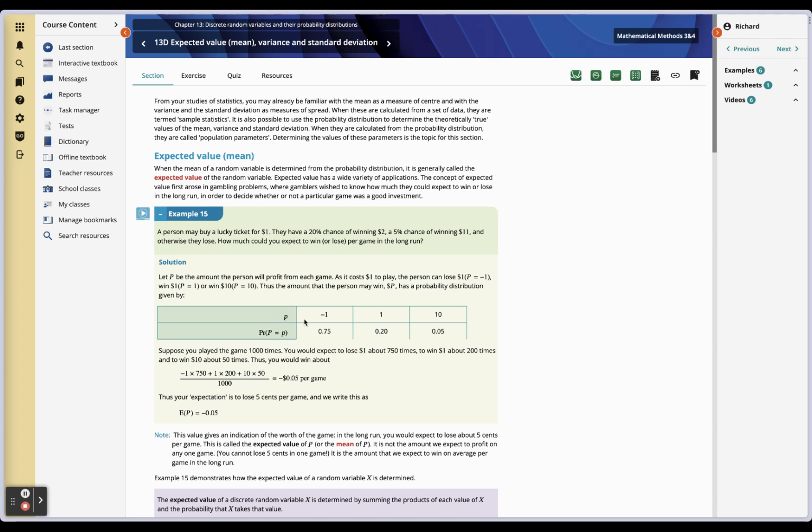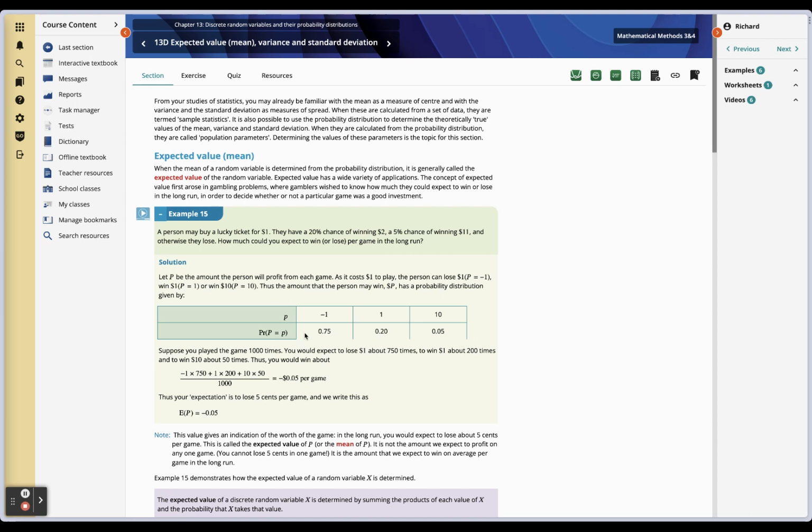So we've got an overall gain of minus 1, with probability 0.75. That's when they lose. An overall gain of 1 is 0.2, and an overall gain of 10 is 0.05. Remember that we've taken away the $1 that was required to buy the ticket, so this is the overall gain. Without going through it again, there was a calculation which worked out that there was negative 5 cents per game.